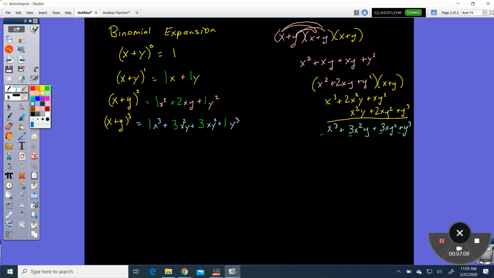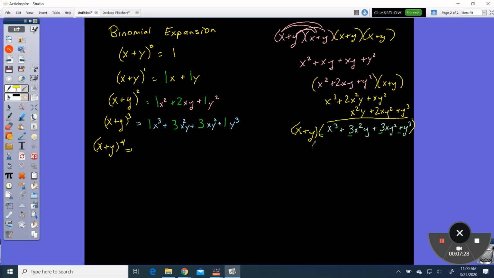So now if I go to the next step, x plus y to the 4th means that I'm going to take this and add another x plus y up here, so there's 4 of them. So really what I could do is take this answer, because that was 3 of them, and multiply it by x plus y.